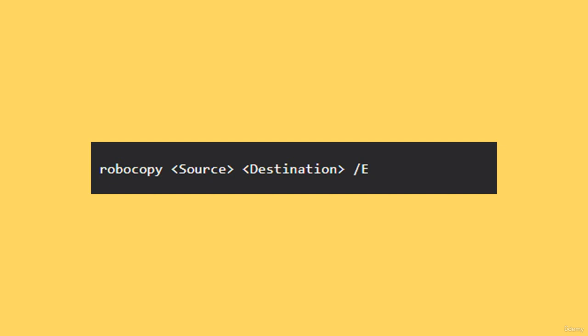And here are a few copy options available in ROBOCOPY. ROBOCOPY source destination /E. And here the /E is used to copy subdirectories and folders along with files.